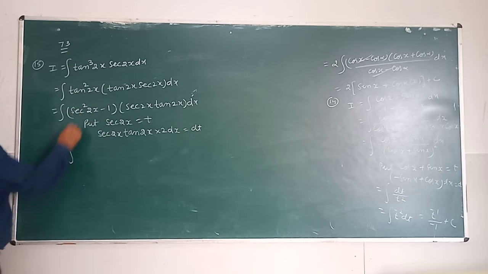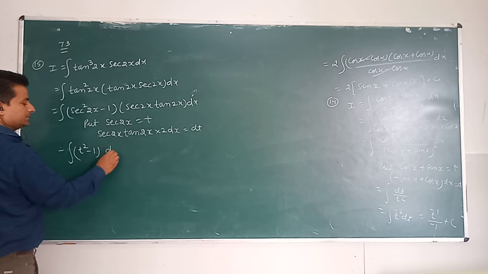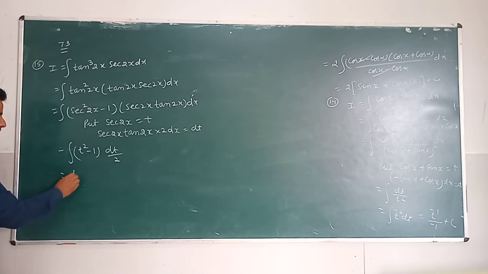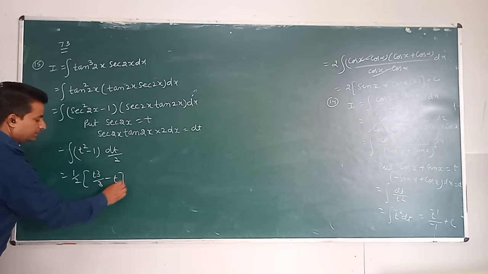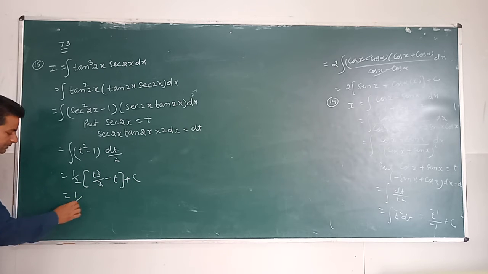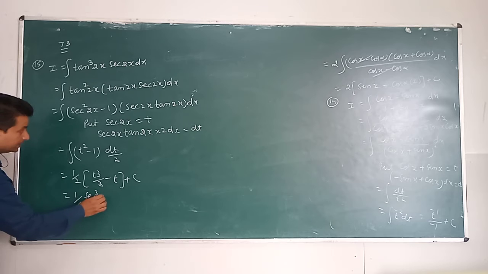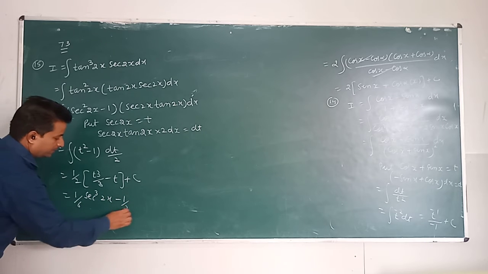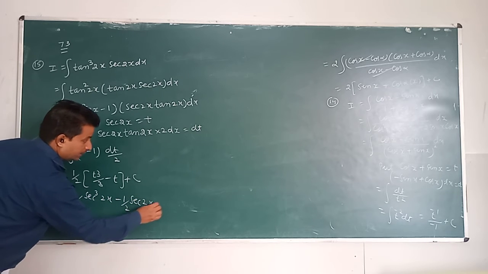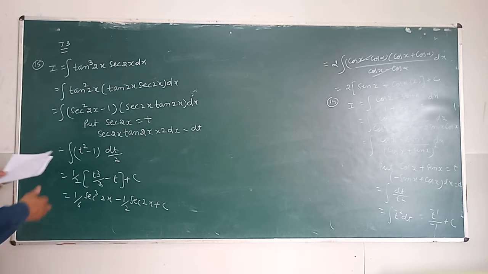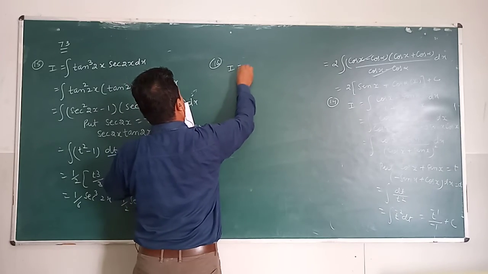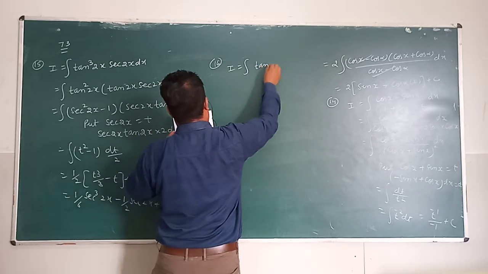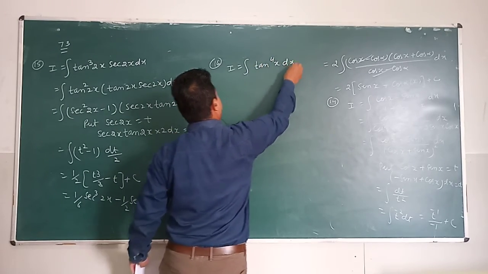So the value of this is t squared, this is minus 1, and the value of this is dt upon 2. So 1 upon 2 times t cubed upon 3 minus t, plus c. This is 1 upon 6 secant cubed 2x minus 1 upon 2 secant 2x plus c. This is the answer of this question. In question number 16, the statement is tan to the power 4x.